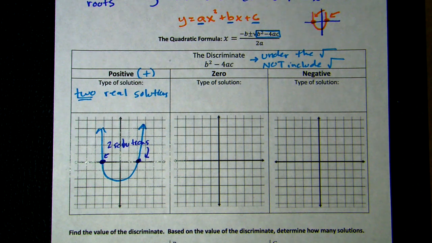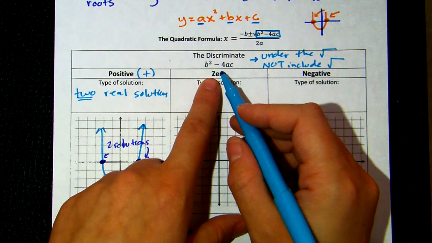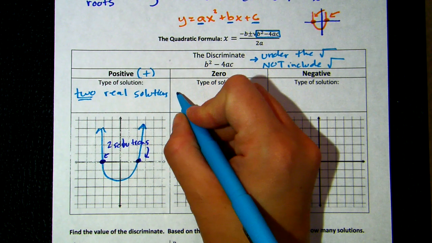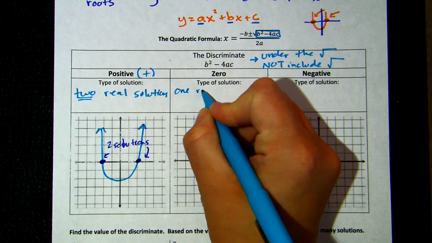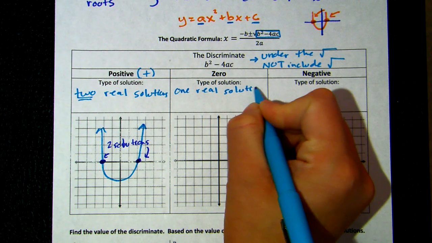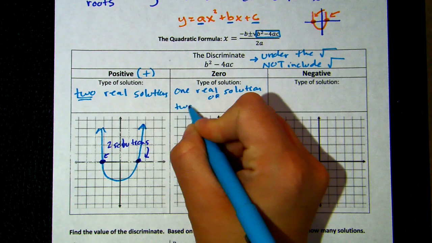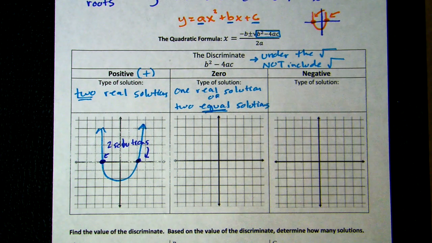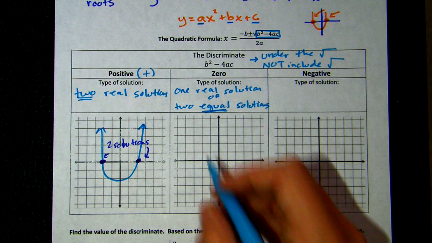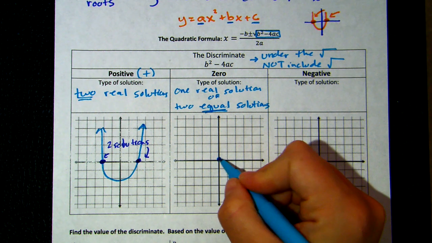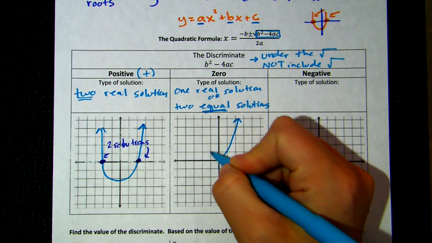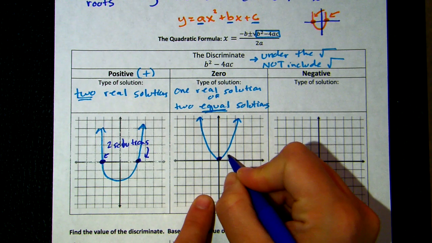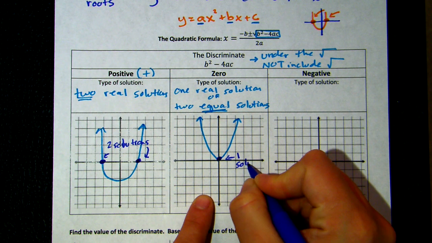Okay. The second thing that the discriminant can tell us, if the discriminant is 0, so if we plug b squared minus 4ac into our calculator and get 0, then there is one real solution, or we also say two equal solutions. So two of the same solutions. When we're looking at a graph, what that's going to look like is a single vertex or a single x-intercept where just the vertex is touching the x-axis. So here we have one solution.